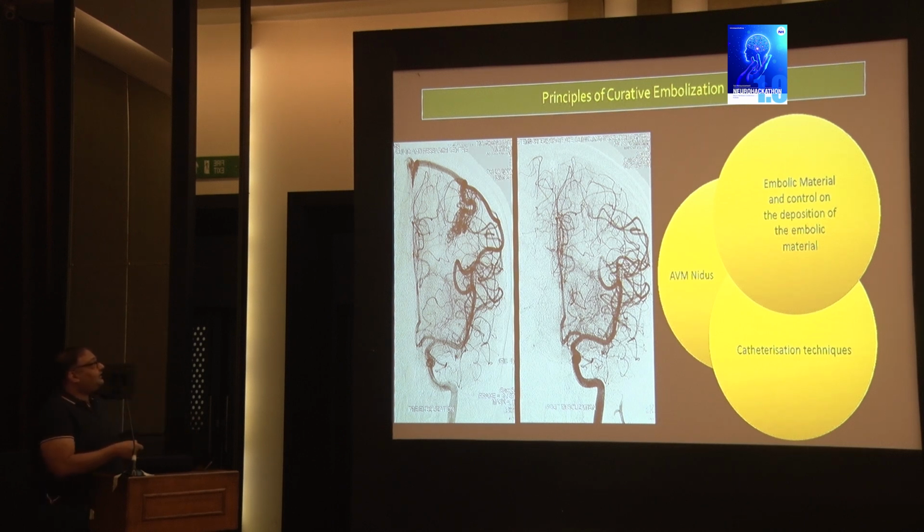So when we talk about curative embolization of AVMs, essentially it comes down to the catheterization techniques. The catheterization techniques boil down to the quality of the hardware that is available to you. Once the catheterization has been achieved, you again have to deposit the embolic material inside the AVM so that the AVM is completely excluded from the circulation. And that is dependent on the kind of embolic material that you choose, along with the various properties of that embolic material, as we will see in the subsequent slides.